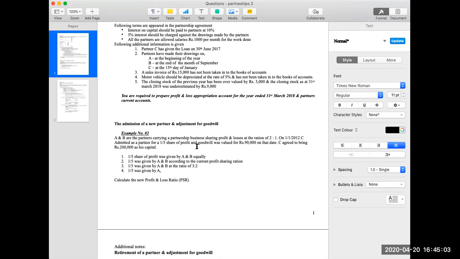So all these figures have 30. We'll convert this 1 out of 5th also into 30. So that will be 6 out of 30. So the new profit sharing ratio will be 19 to 9 to 6. That is the new profit sharing ratio according to the first scenario.